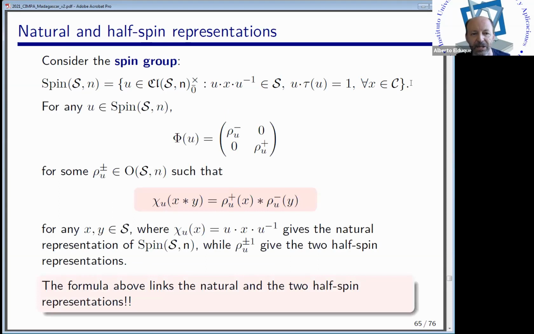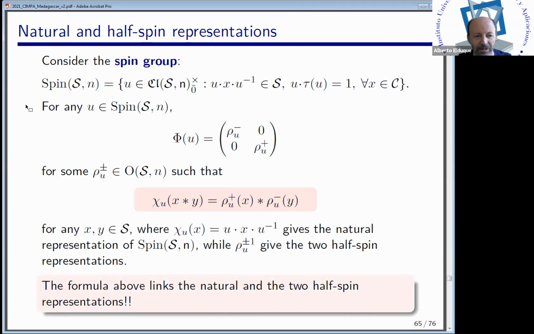And what happens is that this isomorphism from the Clifford algebra into the algebra of 2x2 matrices takes any element in the spin group to a diagonal element where the endomorphisms that appear in the diagonal part are precisely the half spin representations of the spin group. These are very important representations. What happens in dimension 8 is that the natural and spin representations, the three of them have dimension 8.